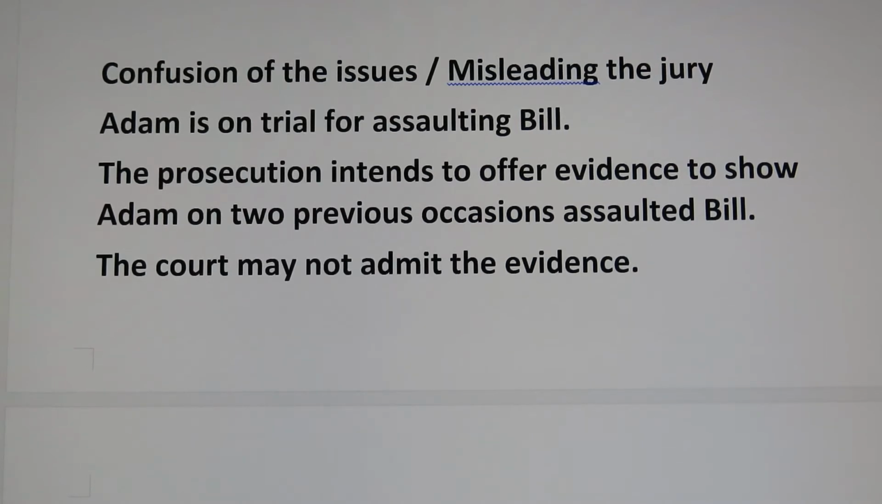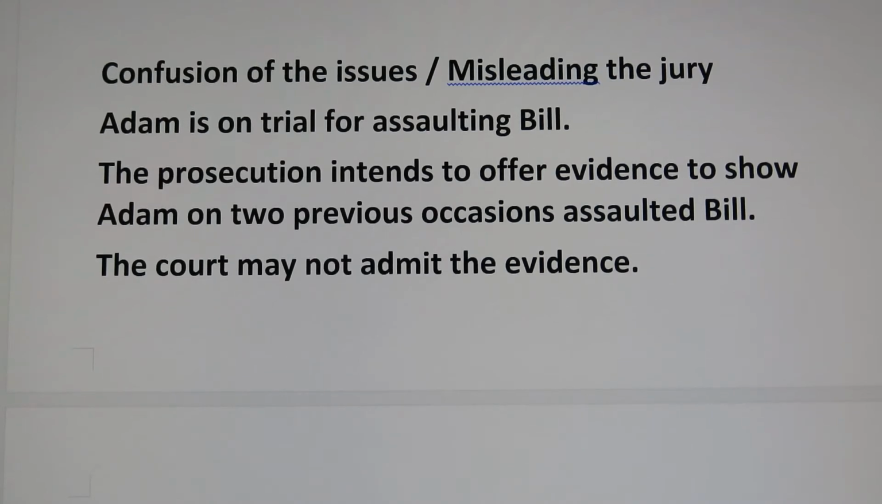The reason is this. Adam is on trial for assaulting Bill on this particular occasion. So whether Adam should be convicted should be determined by whether there is sufficient evidence to indicate that on this particular occasion Adam assaulted Bill. But if the prosecution introduced evidence that 3 months before and 9 months before Adam assaulted Bill, the jury probably could be confused and could not really tell which evidence is which.